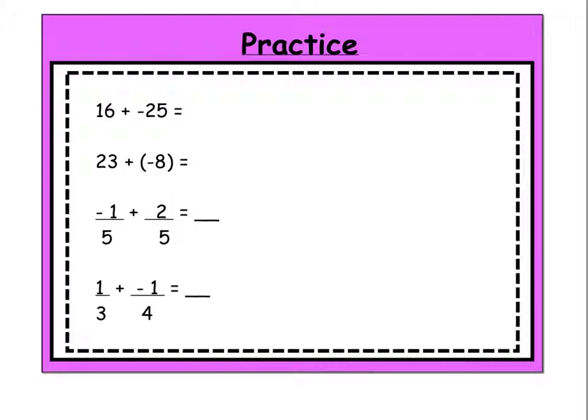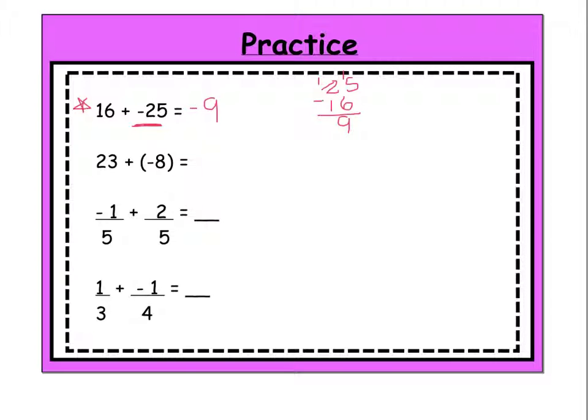Here are some practice problems that you would like to consider. And here, we always want to take the bigger number minus the smaller number. So I'm going to look at it like this. We've got 25, and we're going to subtract 16. We are left with 9. And we have to decide if it's going to be positive or negative. Since the bigger number, 25, is negative, our answer would be negative.